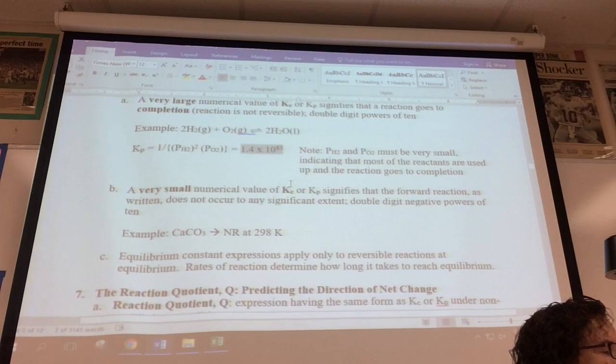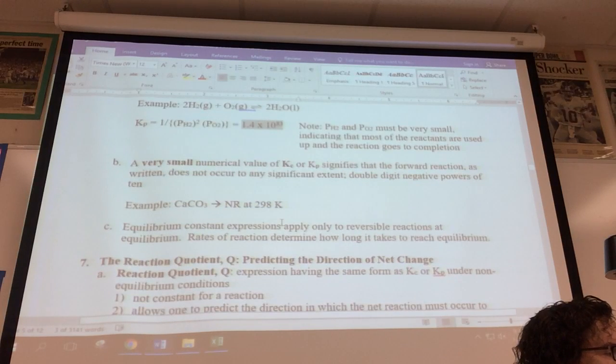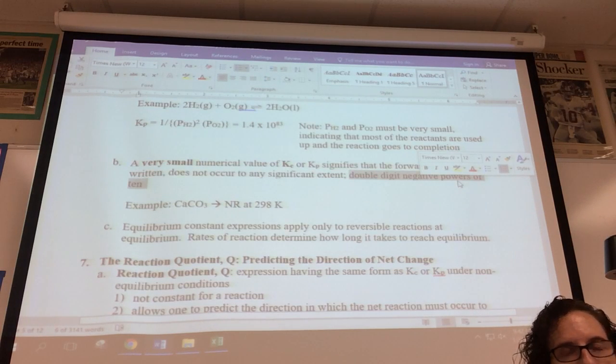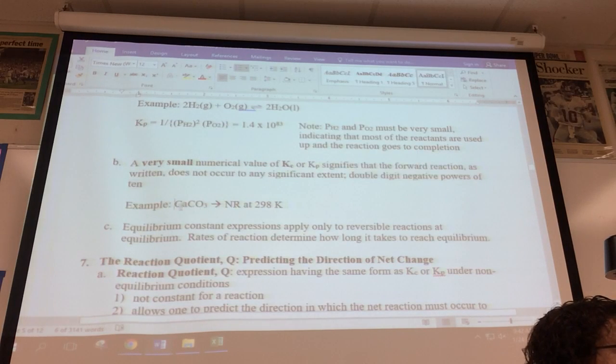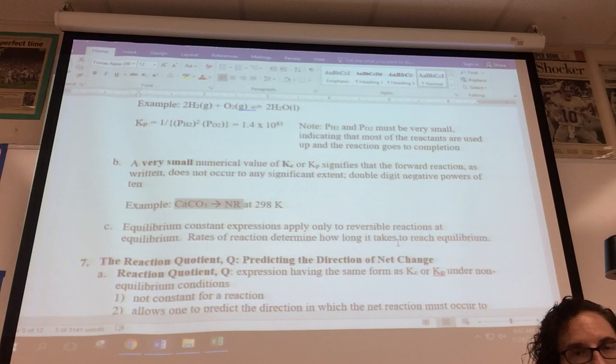A very small value of Kc or Kp signifies that the forward reaction as written does not occur to any significant extent. You're going to see a double-digit negative power, something times 10 to the negative 10, negative 11, negative 12, negative whatever. For example, calcium carbonate does not decompose at 25 degrees Celsius. If it did, many of our statues would be crumbling from the weather alone. Keep in mind that 25 degrees Celsius is ever so slightly higher than room temperature.